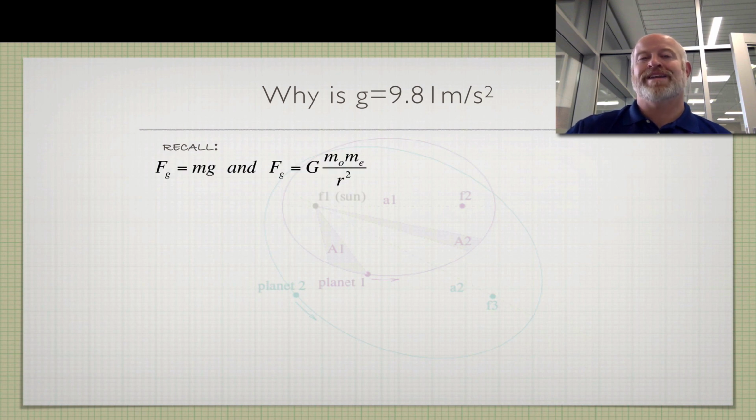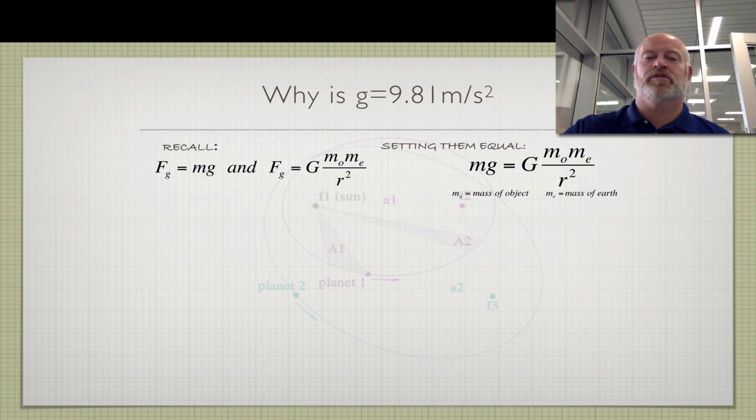To do that, we need a couple of equations that we've been using. The first equation, the force of gravity, is mass times acceleration due to gravity. We've been using this a lot. Our new equation, the universal law of gravitation, says the force of gravity is also equal to the gravitational constant times the mass of your object times the mass of the Earth, divided by the radius squared. So these are the two equations we have.